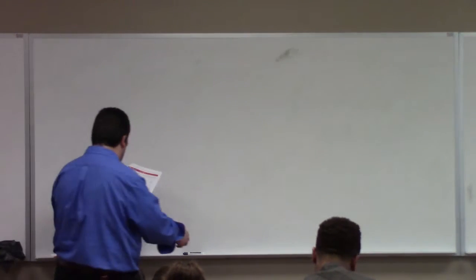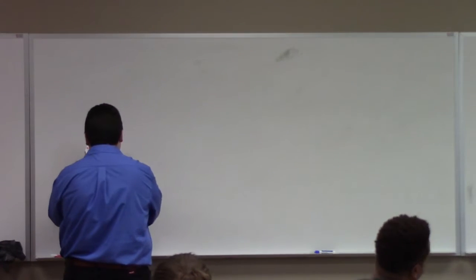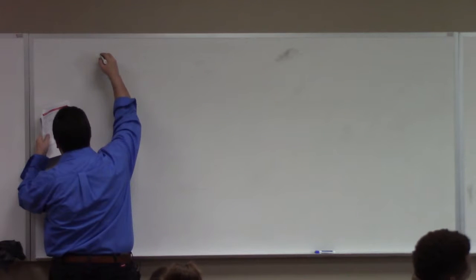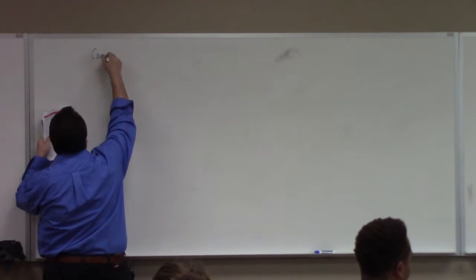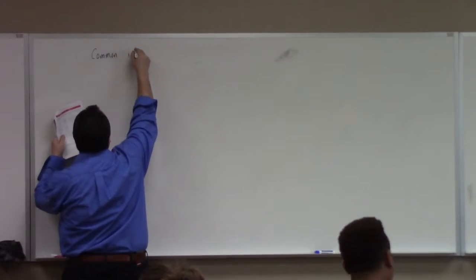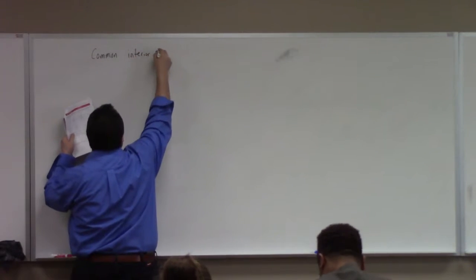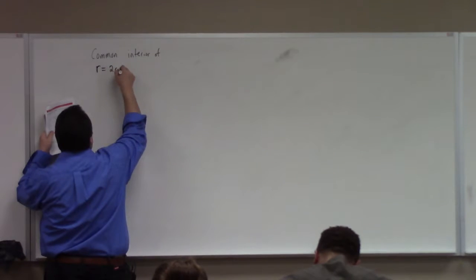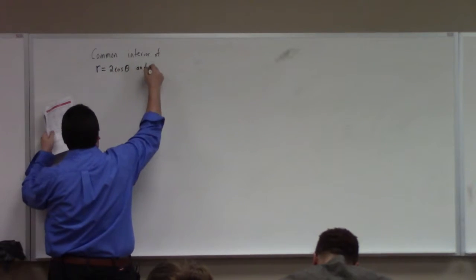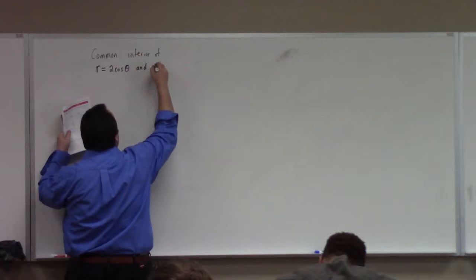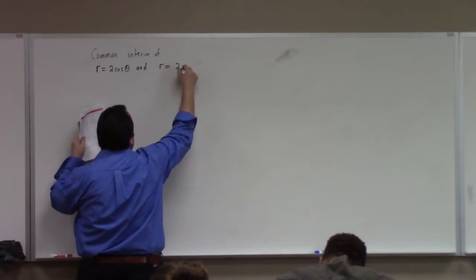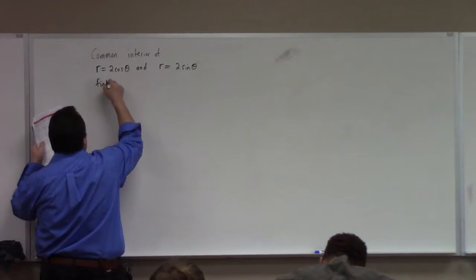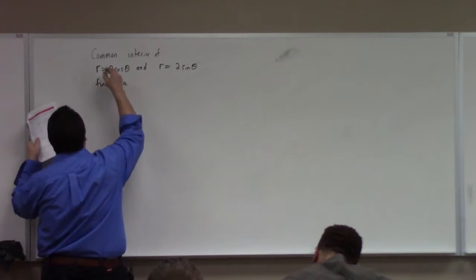Here we have, supposed to find the area. Oh, this is good. The common interior of r equals 2 cosine theta and r equals 2 sine theta. We're supposed to find the area of the common interior of these two things.